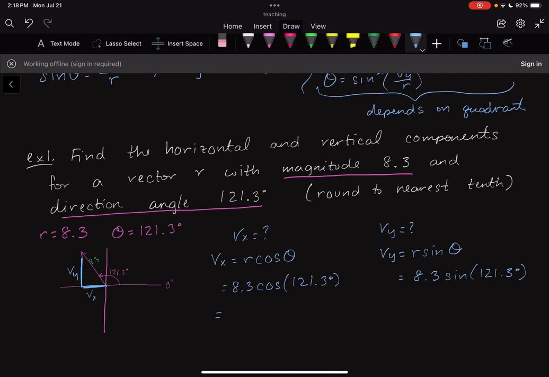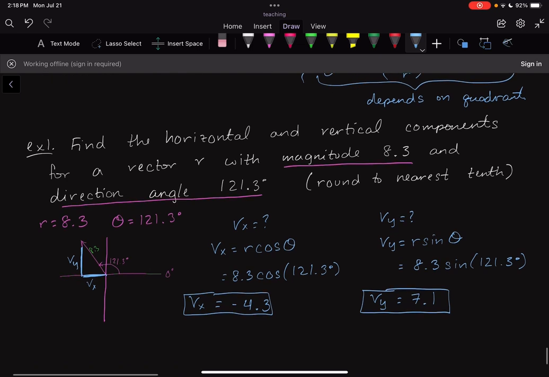Now my x, I get negative 4.3. My y, I get positive 7.1. And all it did was ask for the components, so I'm just going to box them in as they are.